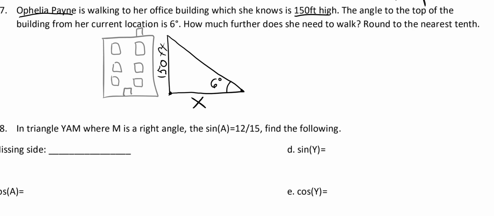So it wants to know how much further she needs to walk. So we need to figure out this distance from here to her building. How far does she need to walk? So to get this value, we're going to do the same thing we always do, right triangle trig. First, identify your angle. That's our 6 degrees. Second, identify your sides. That's opposite. That's adjacent.